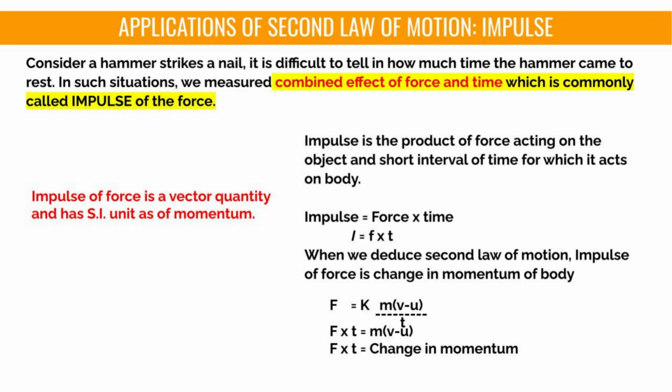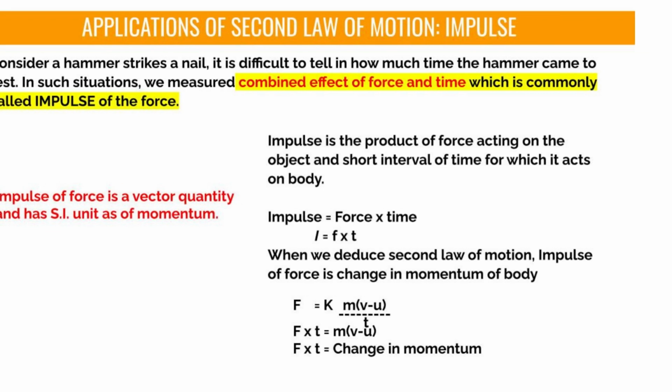When we deduce the second law of motion, impulse of force is the change in momentum of the body. Now, F equals k, converting proportionality into a constant, multiplied by m(v minus u), divided by t. In the next step, t is cross-multiplied with force. We have learnt previously that F multiplied by t is impulse, which is I, so it is replaced by I. Hence impulse is change in momentum. Impulse of force is a vector quantity and has the same SI unit as momentum.